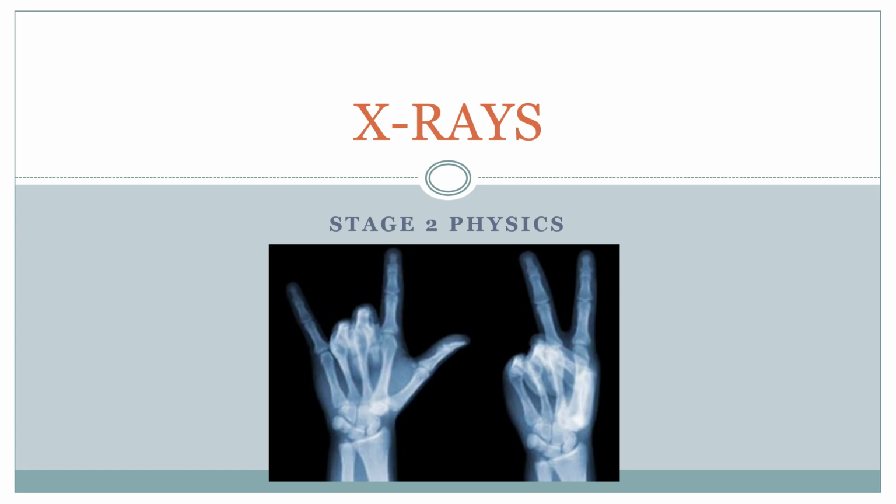Okay, so this first video will deal with X-rays, how they are produced, and the characteristic X-ray spectrum that we see when we look at the graph of frequency against intensity.